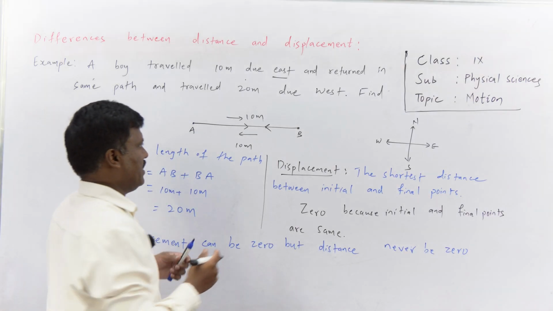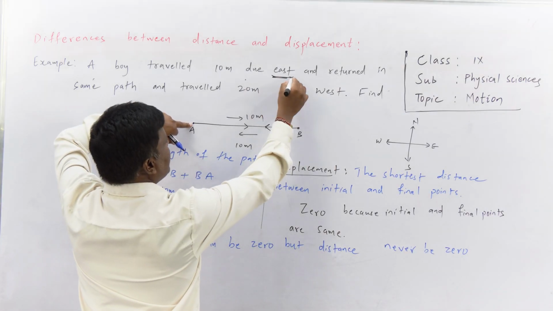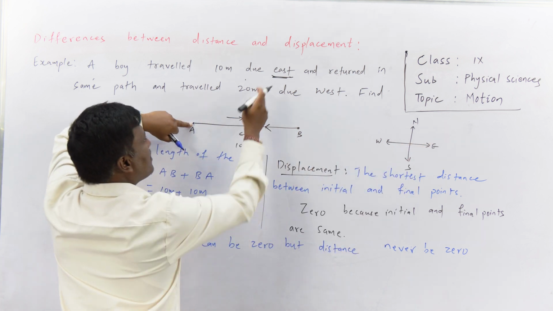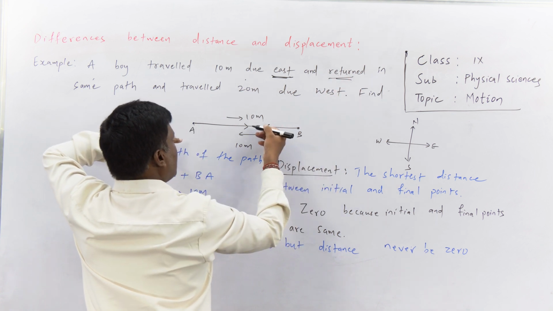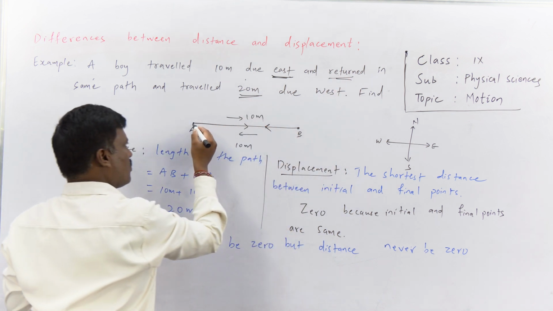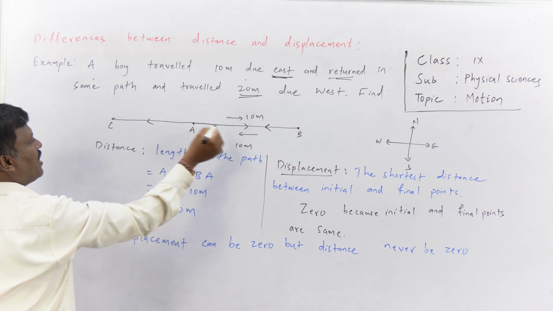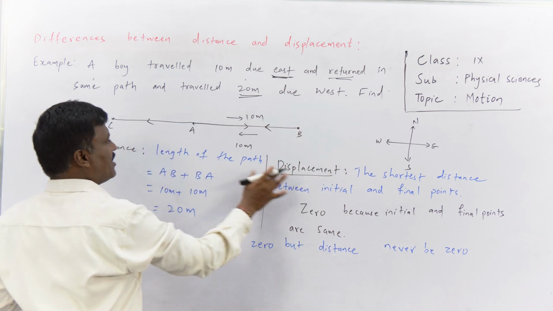Now you see, where is the object started? This is the initial point. First, in which direction did he travel? East direction. How many meters did he travel? 10 meters. Later he returned in the same path, but he traveled 20 meters this time. So 10 meters up to A, and an extra 10 meters he traveled up to C. Then we have to find distance and displacement.